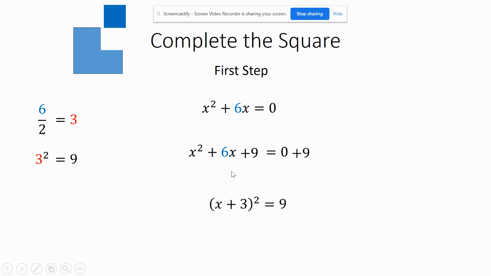The reason for that is because I'm looking for a value that when I square it will make this up here. If I take x plus 3 times x plus 3, it would be x squared plus 6x plus 9. Completing the square is getting this to look like this. But in order to do it, I had to add 9 to each side. That's why the term changed.